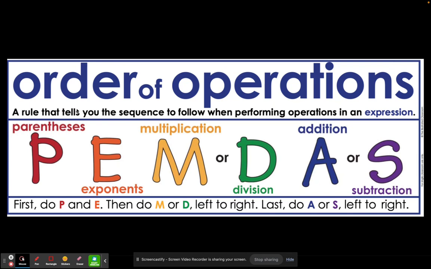You have to do it in that order. Parentheses first, then exponents. Then multiplication or division, whichever comes first when you're reading the problem from left to right. Then the last part, addition or subtraction, whichever you see when you're reading from left to right.